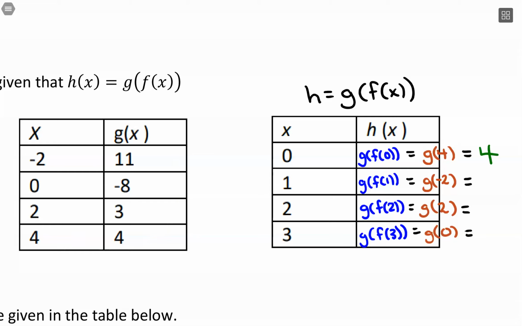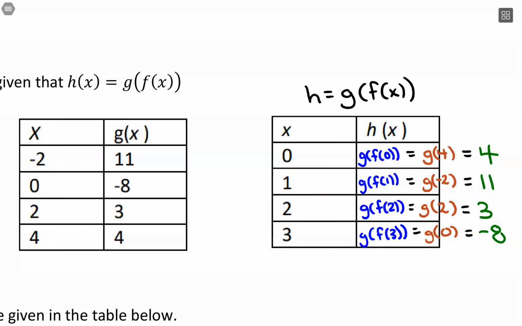And at x equals -2, the output for g is positive 11. And with g of 2, that's going to be positive 3. And g of 0 is -8. So that 4, 11, 3, -8, we now have these coordinates for h of x where x is 0, y is 4, x is 1, y is 11. It's just we have all this work we need to do before we can find those values.